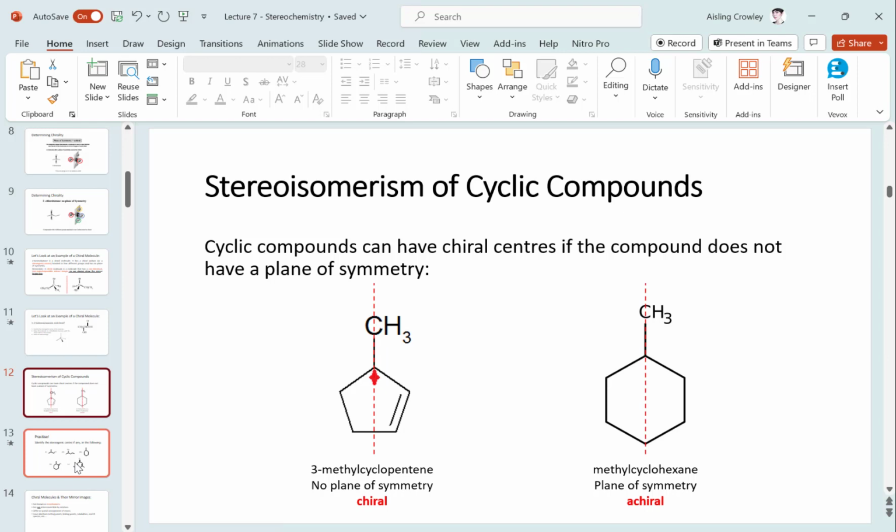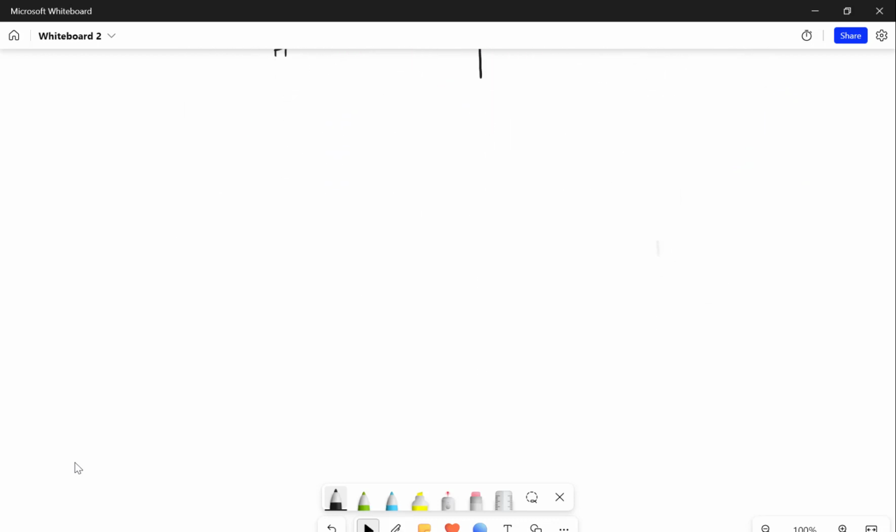Okay, so maybe we just have a look at the one that's identified as chiral so we can see what we're dealing with there. So 3-methyl cyclopentene. So cyclopentene telling me I have 5 carbons in a ring. Pentene telling me that I have a double bond somewhere.